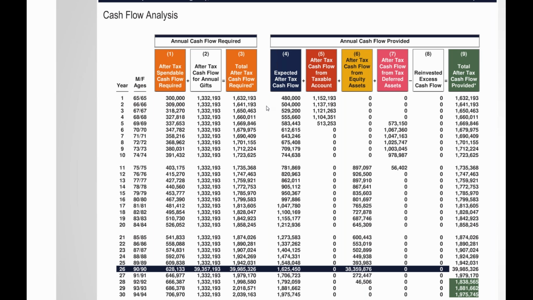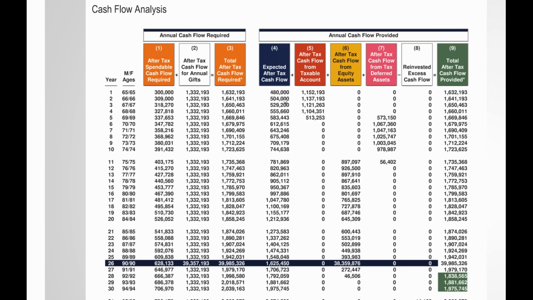So they're going to have to start liquidating certain assets, which is good because they want to reduce the size of their estate anyway in a planned way. So like I said, it's going to go ahead and break down the best, most efficient manner to do that from a taxable account, then from their tax-deferred assets, from equity off the business, etc. And we can see we've got everything funded.